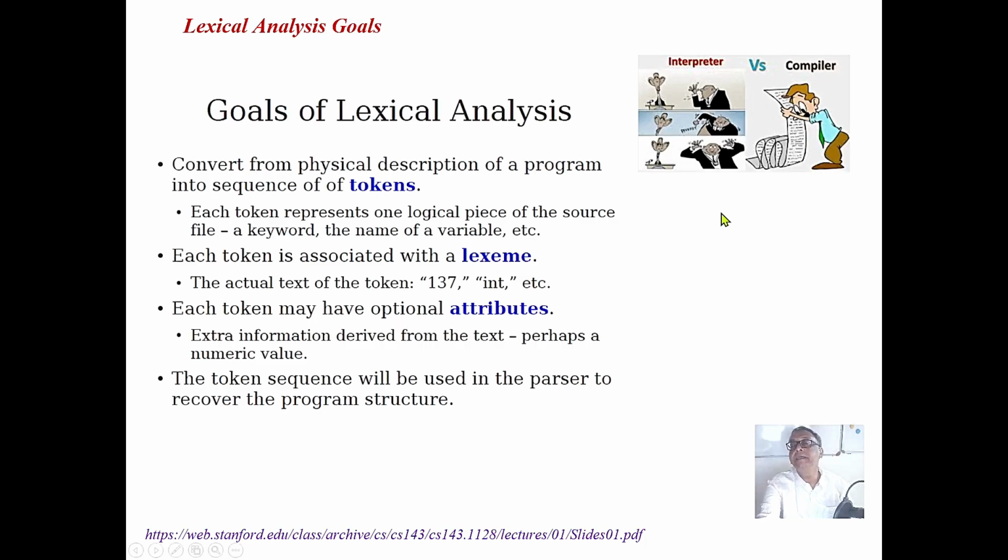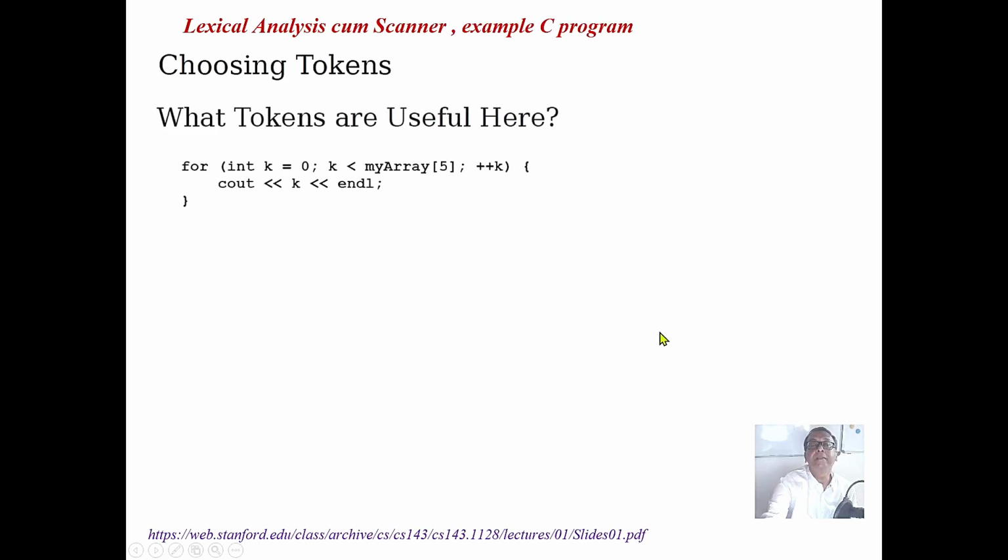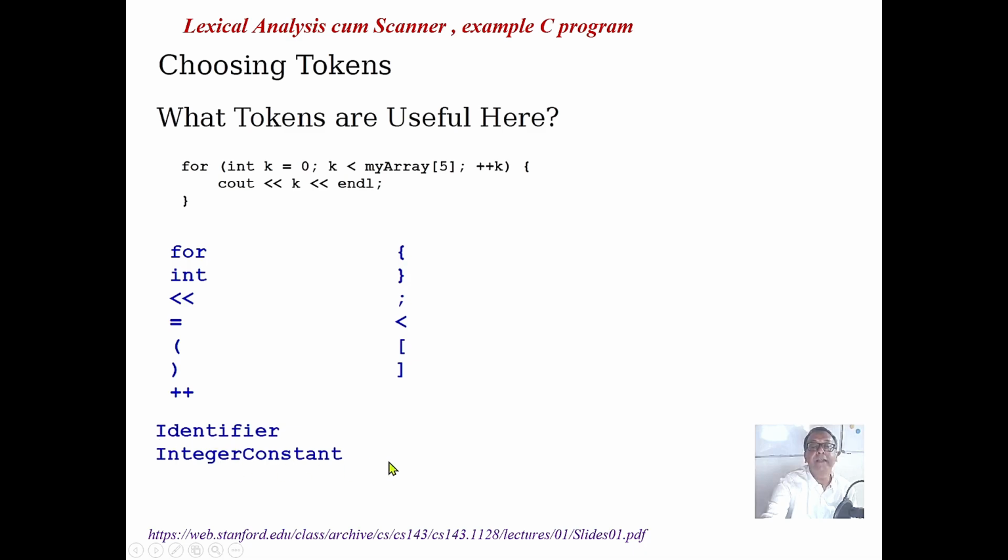Here we can see the difference between interpreter and compiler. A compiler takes the whole program together and then compiles it, and an interpreter works line by line. Choosing tokens: a particular fragment of a C program, these are the valid tokens. From this code, the identifier and the integer constant. The identifier here is k. k is an identifier, and myarray is also an identifier.